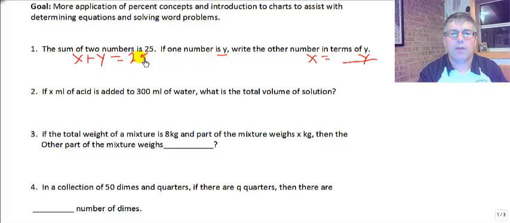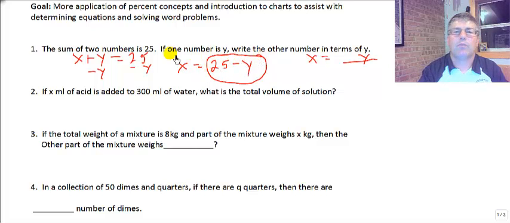So the other number is x, and if we want that in terms of y, we would subtract y from both sides, and we get x equals 25 minus y. So our answer to this question is 25 minus y is how we express the other number. So y is one number, the other number is 25 minus y, or x is 25 minus y. And that's our total minus the one number that we know.